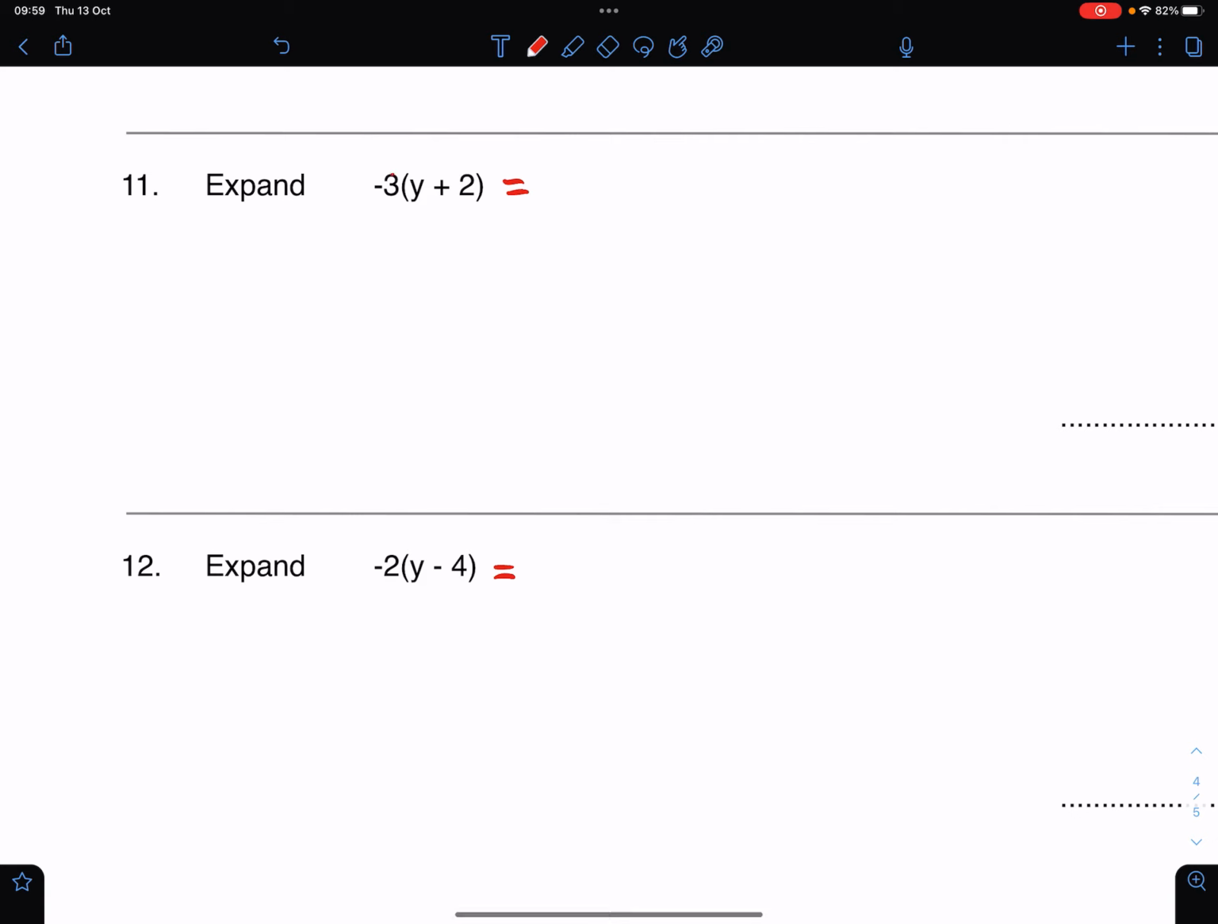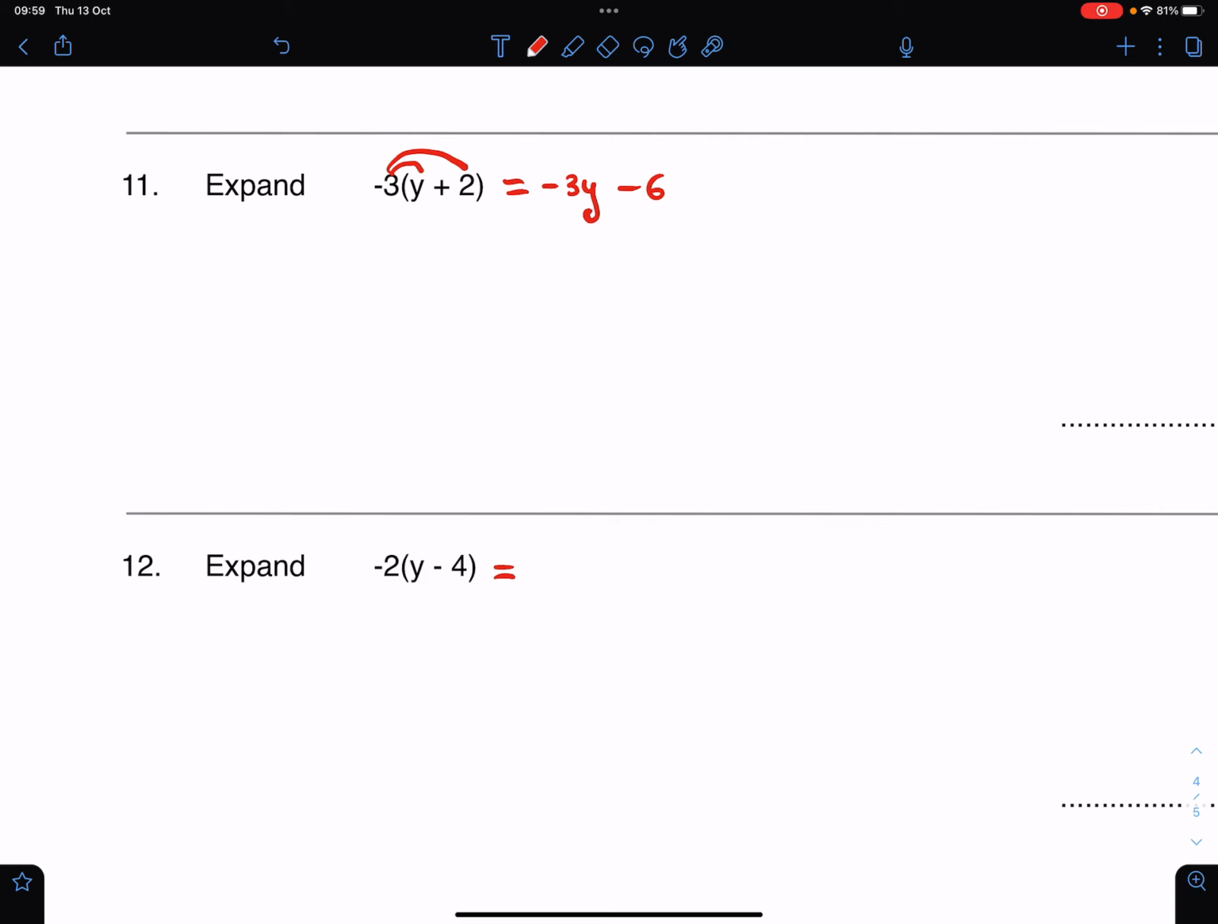I'm multiplying negative 3 by y and negative 3 by 2. Negative 3 times y gives us negative 3y. As you can see, it's negative 3y. But negative 3 times positive 2 gives us negative 6. I need to write minus 6. As you can see, none of them is positive there, because I multiplied by negative 3. Yes. For the second one, Kevin.